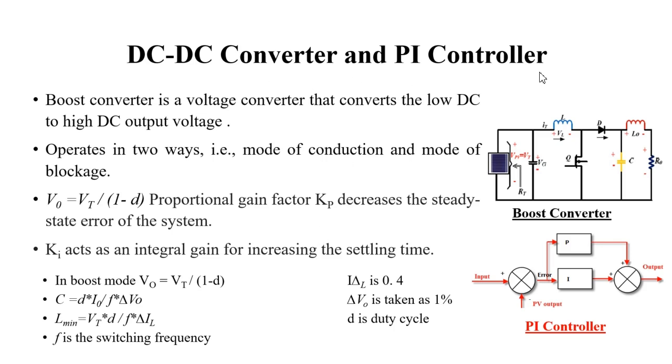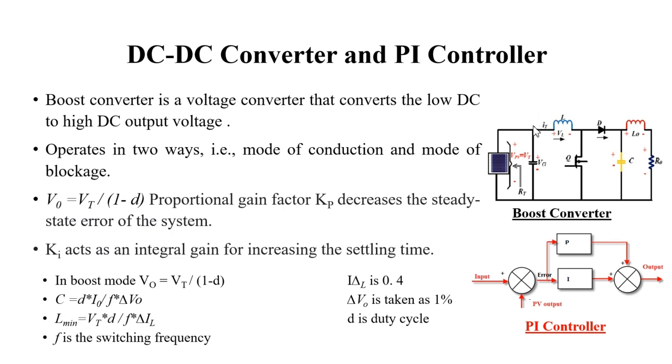This is the DC to DC converter with the PI controller. This is the boost converter that is used to step up the voltage from a low value to a high value. In this paper, the 36 volt PV module has to be boosted to 60 volt. For that, the boost converter operates in two modes, the conduction mode and the blocking mode. Inductor and capacitor are the storing elements.